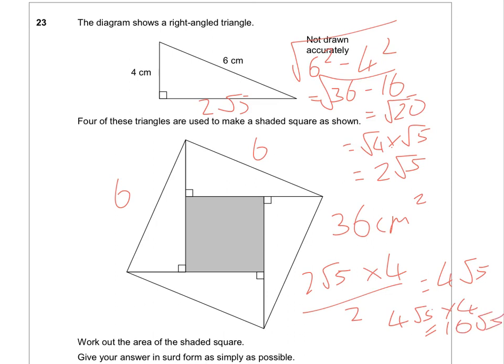The area for the shaded part then is 36, the area for the larger square, and we're taking away the area of the triangles, which is 16 root 5 centimetres squared.